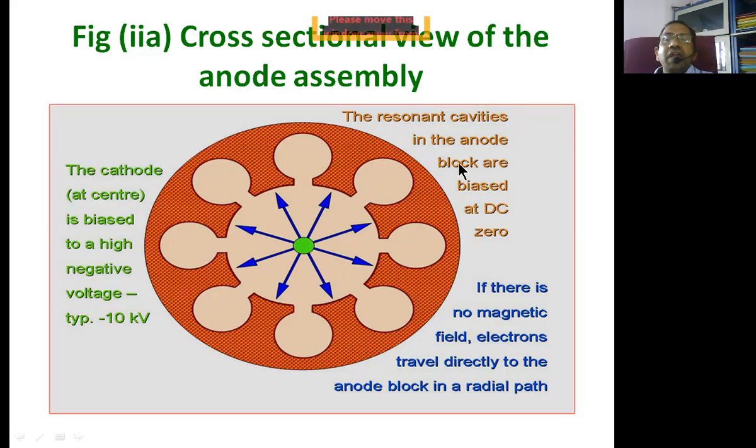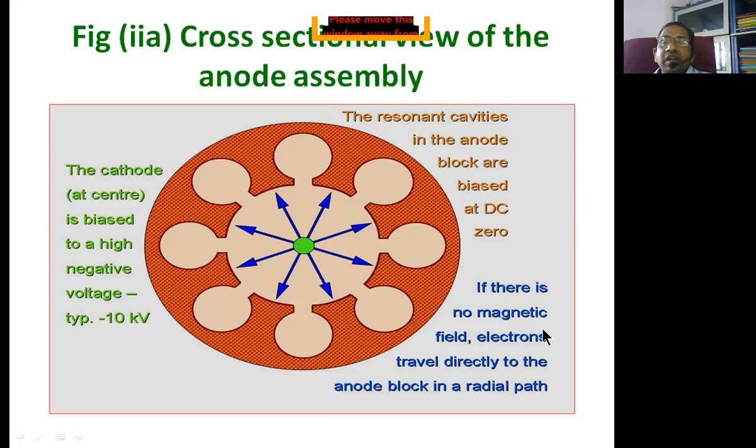Here the resonant cavities in the anode block are biased at DC 0. The cathode is biased to a high negative potential of 10 kilovolts. See the speed of the electrons. The electrons are getting radiated from the cathode for a voltage of 10 kilovolts. It is a very huge voltage that we apply, so the electrons travel at a very high speed. Since the electrons are traveling at such a high speed, they are going to generate high speed AC signals in the microwave range.